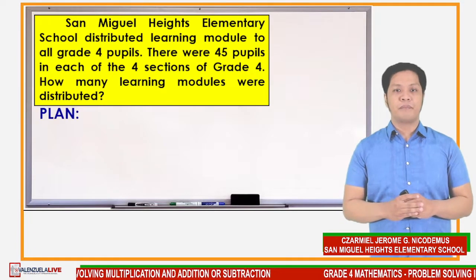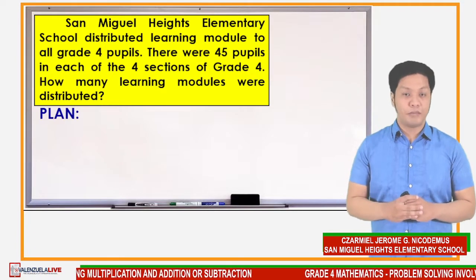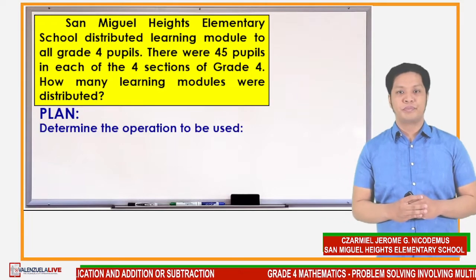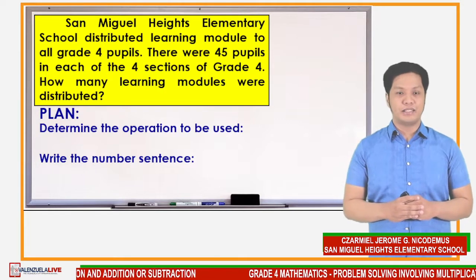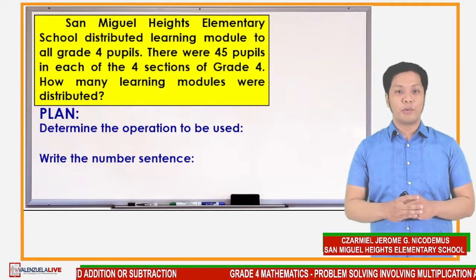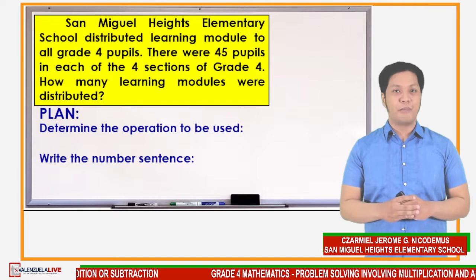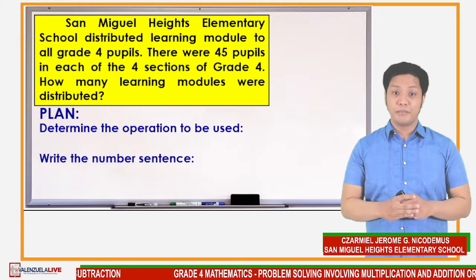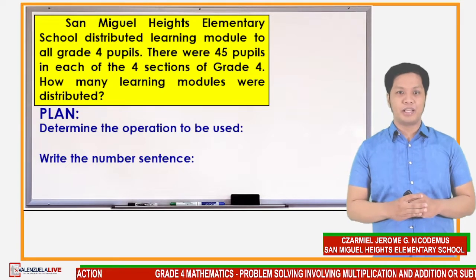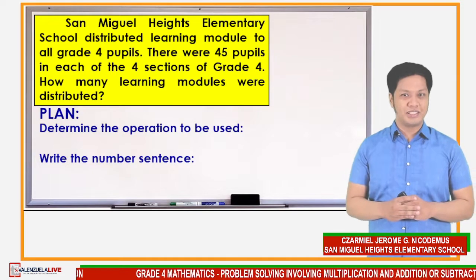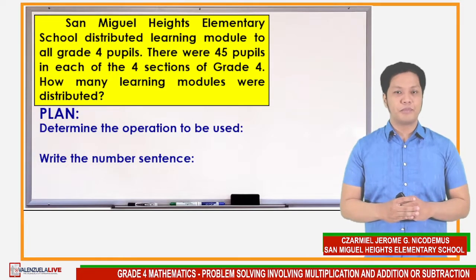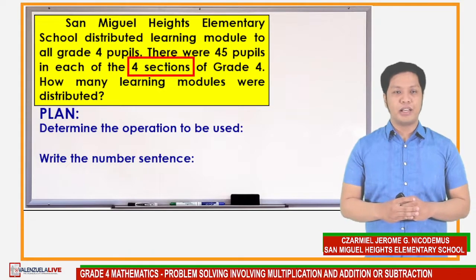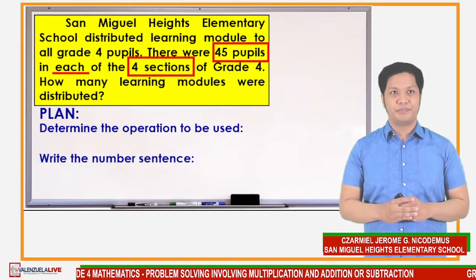The second step for the word problem is to plan. We need to determine the operation to be used and write the number sentence. Let us look for some word clues to determine the operation to be used. To determine the number of learning modules distributed, we need to know the number of pupils in grade 4. In the problem, there were 4 sections, and each of the sections has 45 pupils.